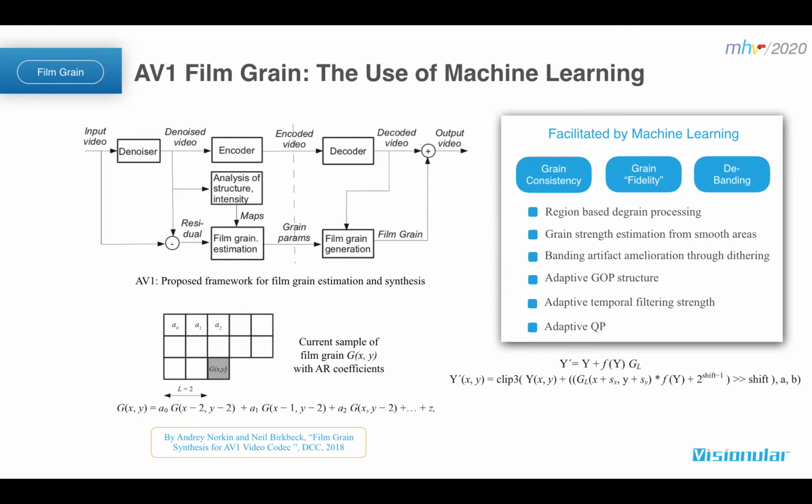For example, the region-based grain processing and grain strength estimation from smooth areas. That is very critical. Then the problem comes to how to identify the smooth areas within a frame, and also the banding artifact simulation through the use of dithering and adaptive GOP structure, adaptive temporal filtering strength together with adaptive QP assignment. All this we can leverage machine learning to achieve a better result.